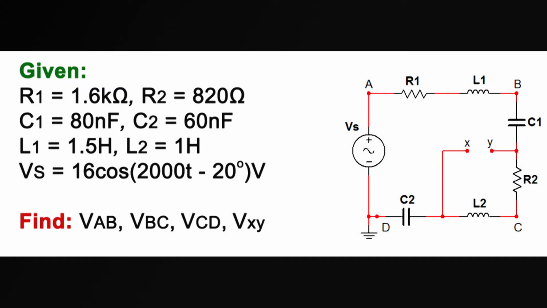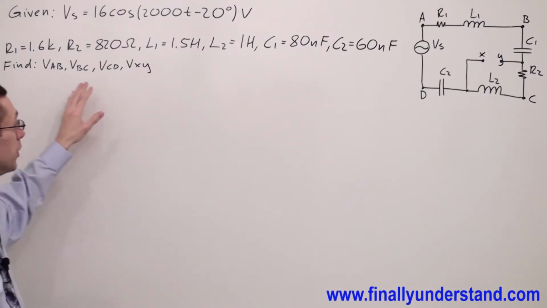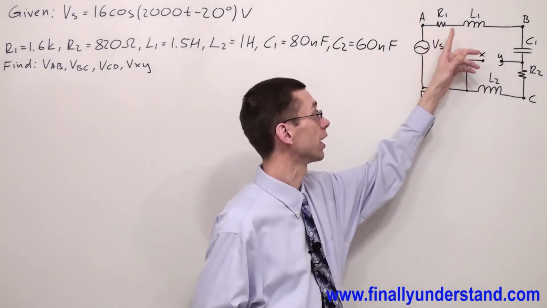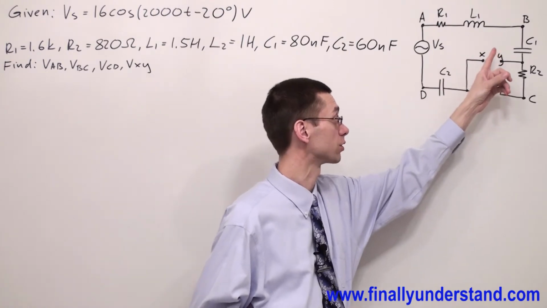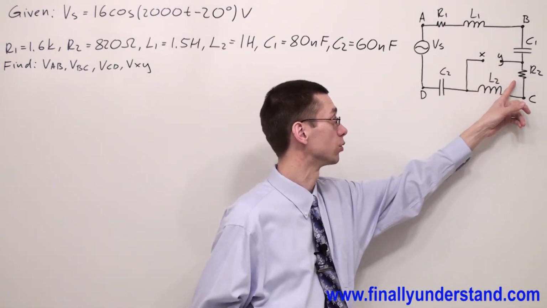Let's take a look at this example. This time we're supposed to find the following voltages. Voltage VAB is the voltage across these two components, across resistor and inductor. Voltage VBC is the voltage across the capacitor C1 and resistor R2.